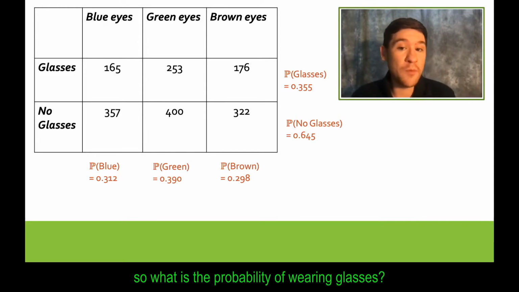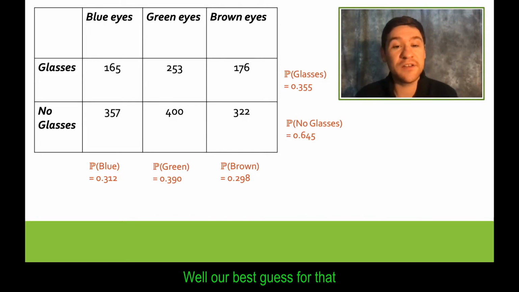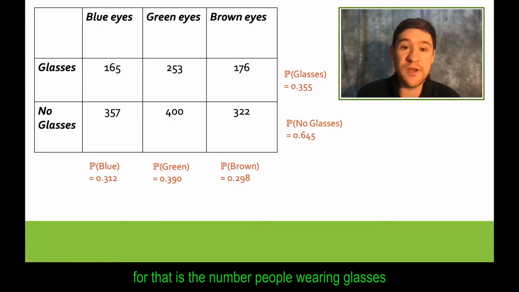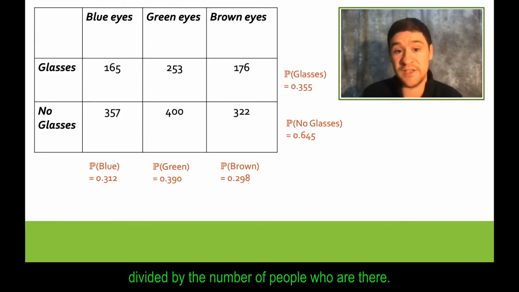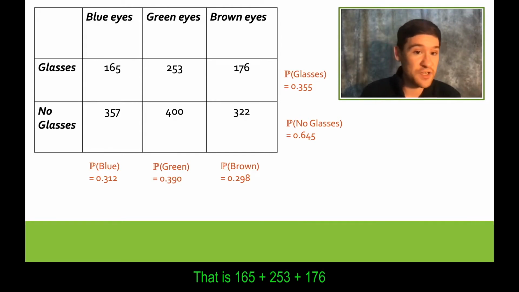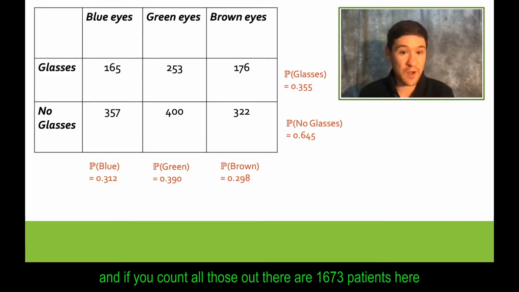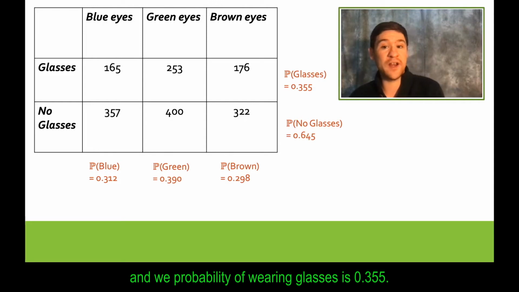So what are the probabilities of our variables? What is the probability of wearing glasses? Well, our best guess for that, even though this is only a sample, is the number of people wearing glasses divided by the number of people who are there. So that is 165 plus 253 plus 176 divided by how many are there altogether. And if you count all those up, there are 1,673 patients here. And we get a probability of wearing glasses is 0.355.